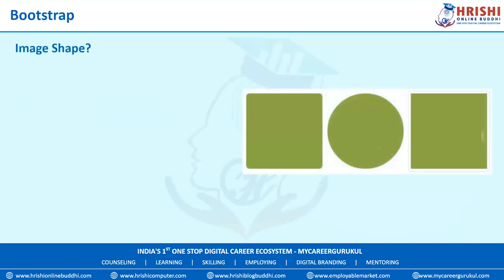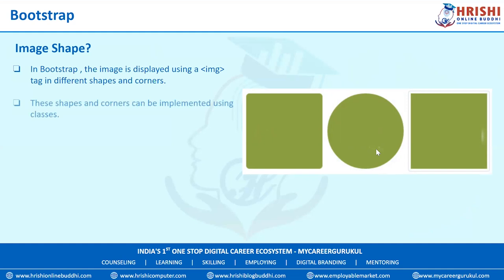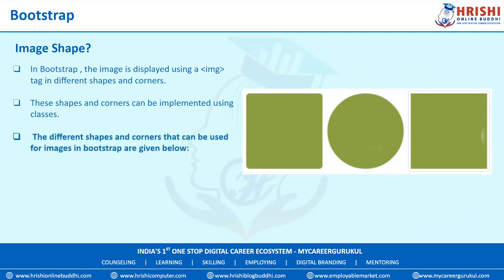First is image shapes. Now, in Bootstrap, the image is displayed using an image tag in different shapes and corners. That is rounded corners, circles, and so on. So likewise, with the help of the Bootstrap classes, you can assign a different shape to a particular image. These shapes or corners can be implemented using the classes. The different shapes and corners that can be used for images in Bootstrap are given below.